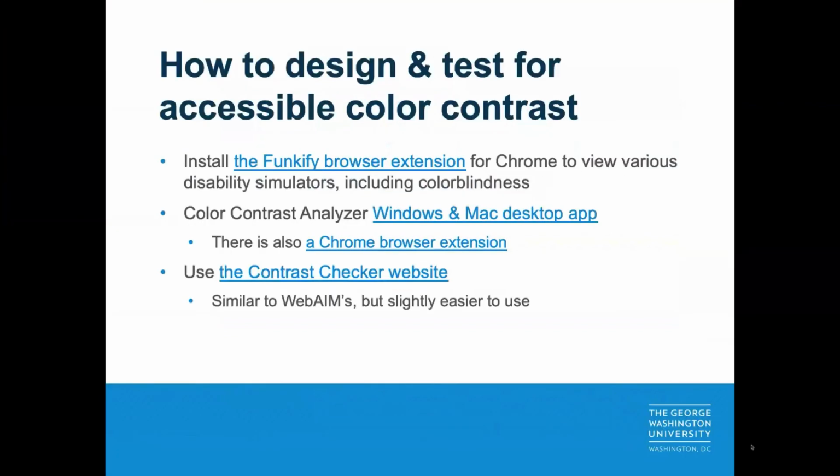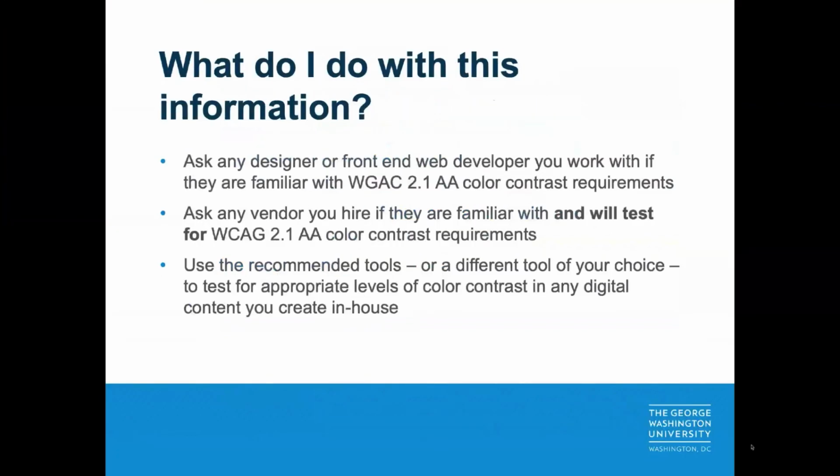Now that you have this information, what do you do with it? If you're going to be hiring out for design work or for front-end development work for a website or an application, anything along those lines, make sure that the designer or the developer that you're working with is familiar with WCAG 2.1 AA color contrast requirements, as well as just WCAG 2.1 AA compliance across the board. You want to make sure that they're familiar with what these standards are and that they are designing for you with these standards in mind and that they're building for you with these standards in mind. It's very difficult and in some cases impossible to try and retrofit something to be accessible.